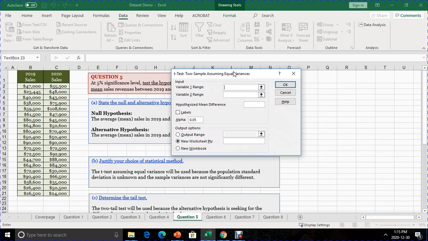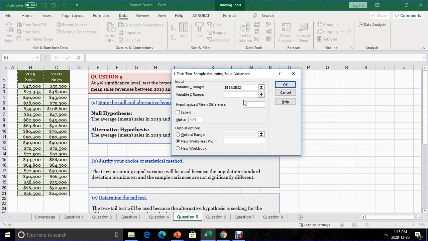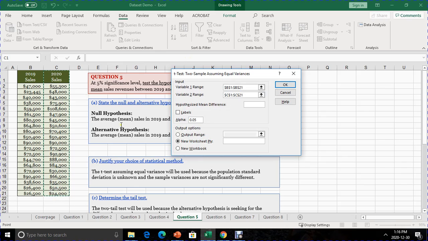Over here, for the first variable range, we select our first data. For the second variable range, we pick the second data set. As the cursor blinks in the box, we go ahead and select the data. Always make sure that you include the column header, the descriptions, in your selection.